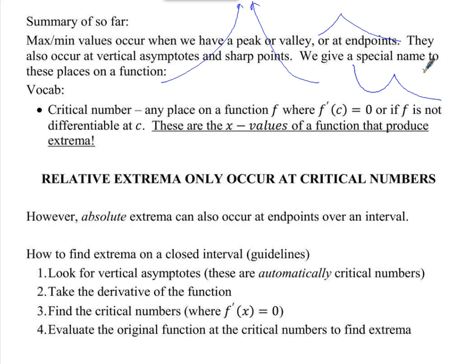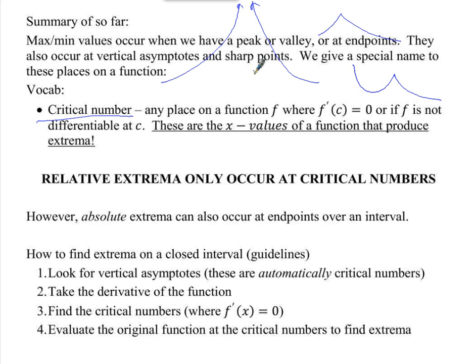We give a special name to these places on a function. These things that we found, like in the last problem and the things that I've been pointing out to you on these problems, are called critical numbers. A critical number is any place on a function f where f prime at that number is equal to 0. So in other words, critical numbers are where the slope of the tangent line is equal to 0, the x-coordinate of where the slope of the tangent line is equal to 0. Or if the function is not differentiable at that number, that is also a critical number.